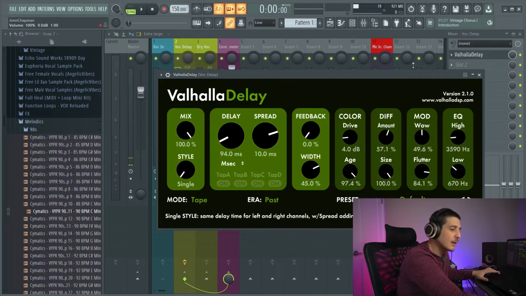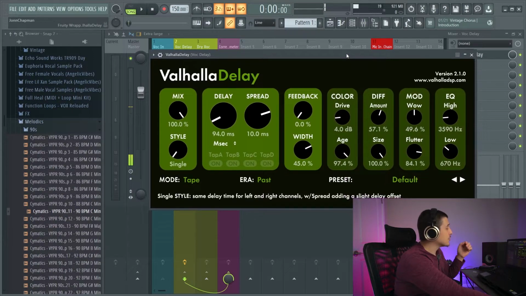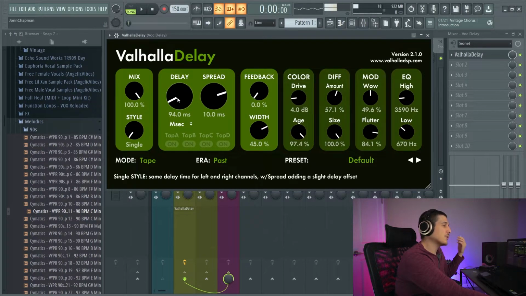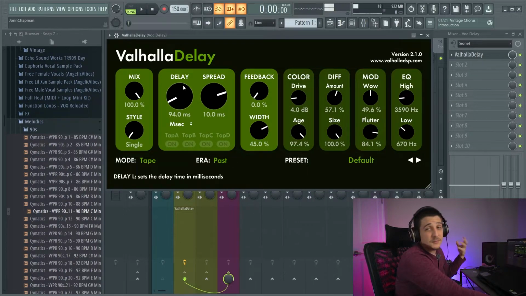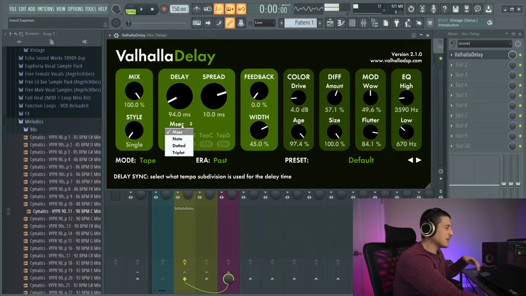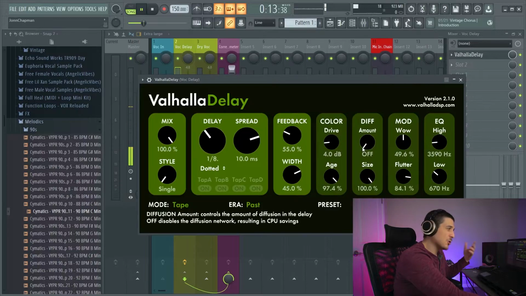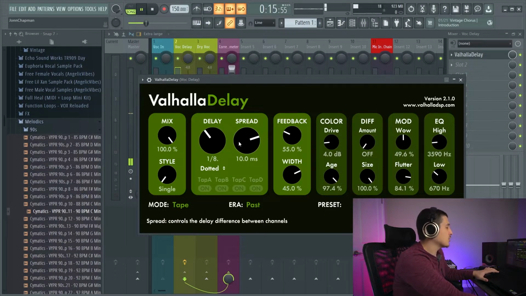Cool stuff. So next, we're going to go over an echo style delay effect, as well as continue to go over these controls. So looking at these controls, we've already gone over this delay with milliseconds, but oftentimes these delays will sync up with your project. So I'm going to take this to a dotted eighth. I turned my diffusion off so it doesn't sound like it's just a reverb.